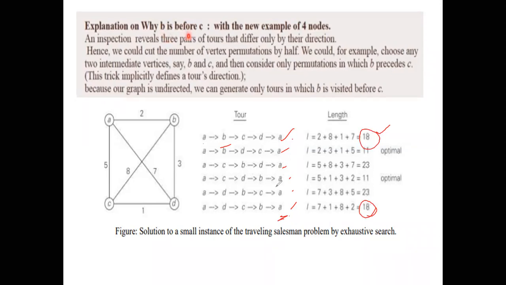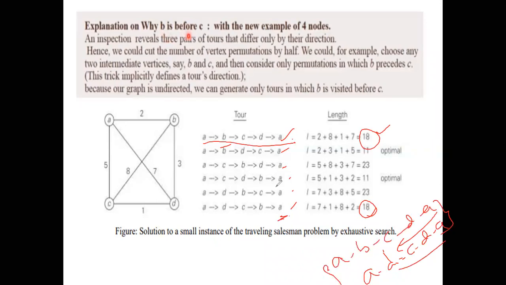Because if you observe A, B, C, D, we are moving from A to B, then C, then D, then A. The second one is just the reverse of this: A to D, D to C, C to B, B to A. Both are the same, because it is not a directed graph. Whether we move in this direction or that direction, the cost will remain the same, so the total distance will also give you the same value. It will not fetch you any difference.